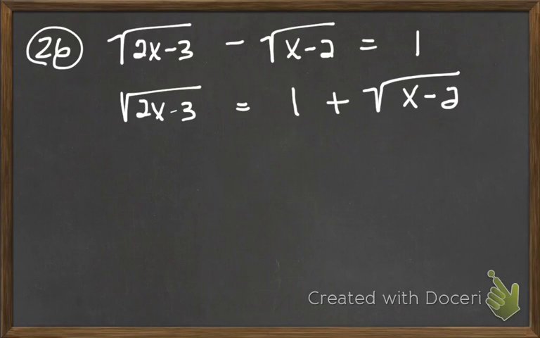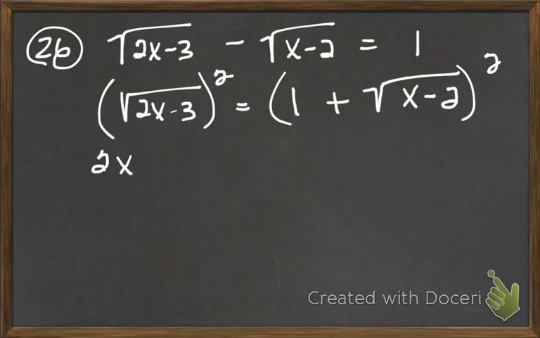So you want one square root. If your problem has 2 square roots in it, you want one square root to be by itself. Okay? Then you can remove one square root at a time by squaring. So we're going to square both sides. What do I get when I square the square root of 2x minus 3? I just get 2x minus 3, and believe it or not, I'm going to double square on the right-hand side because I have a binomial squared.